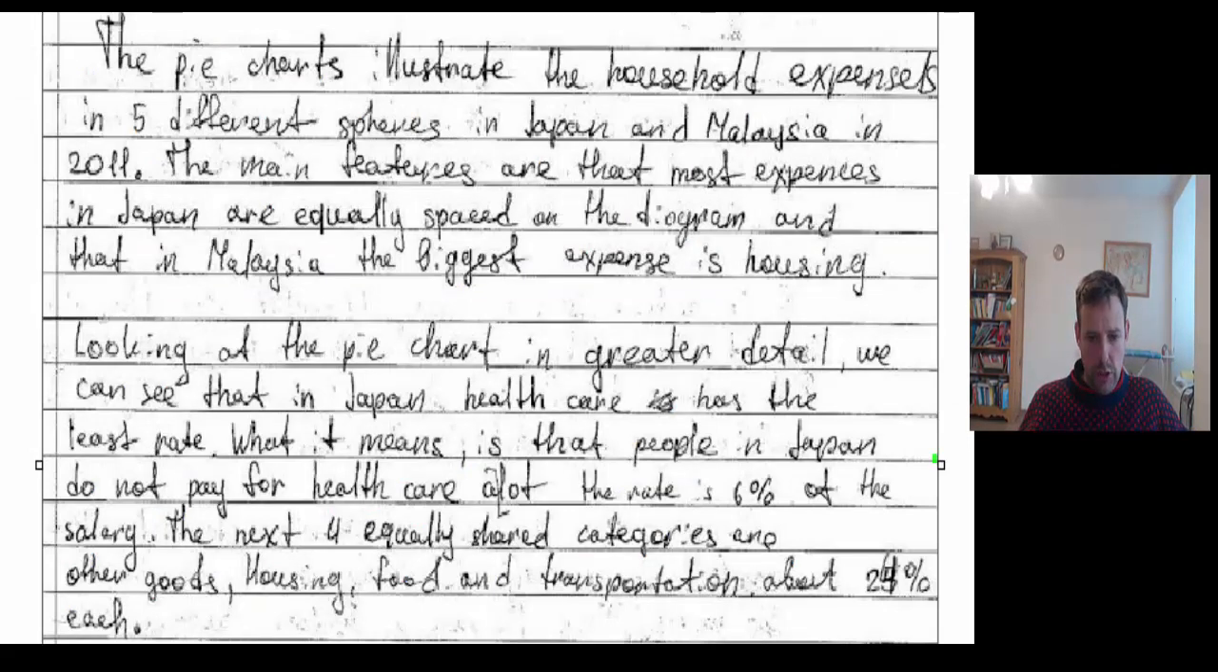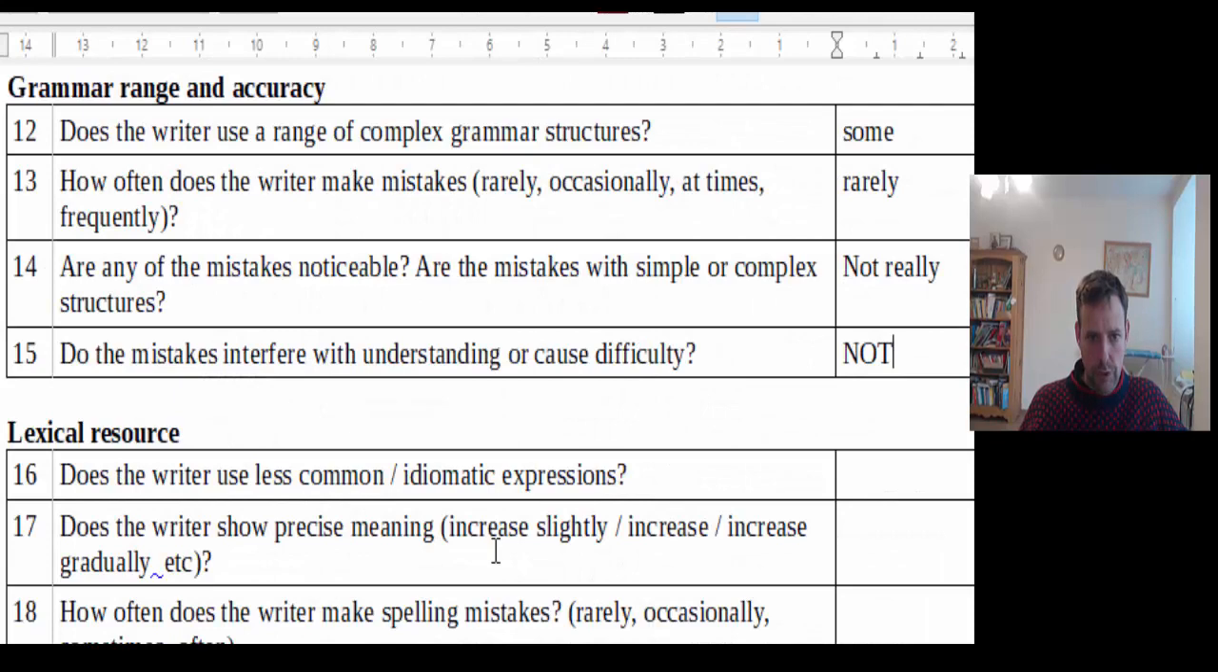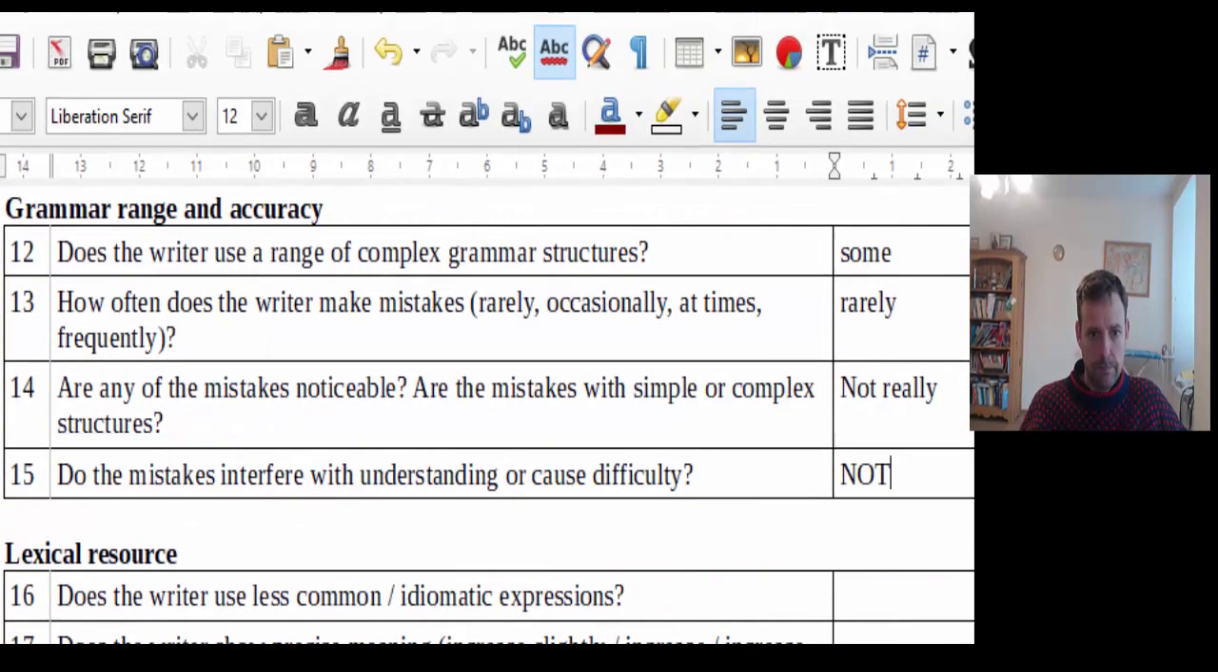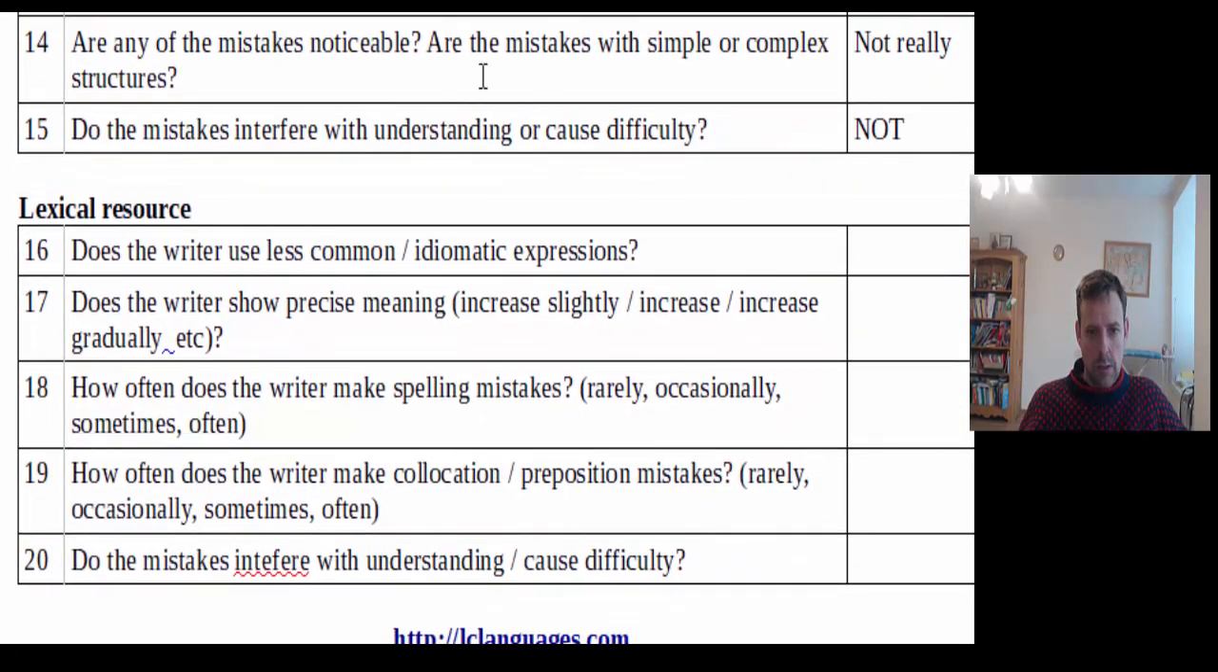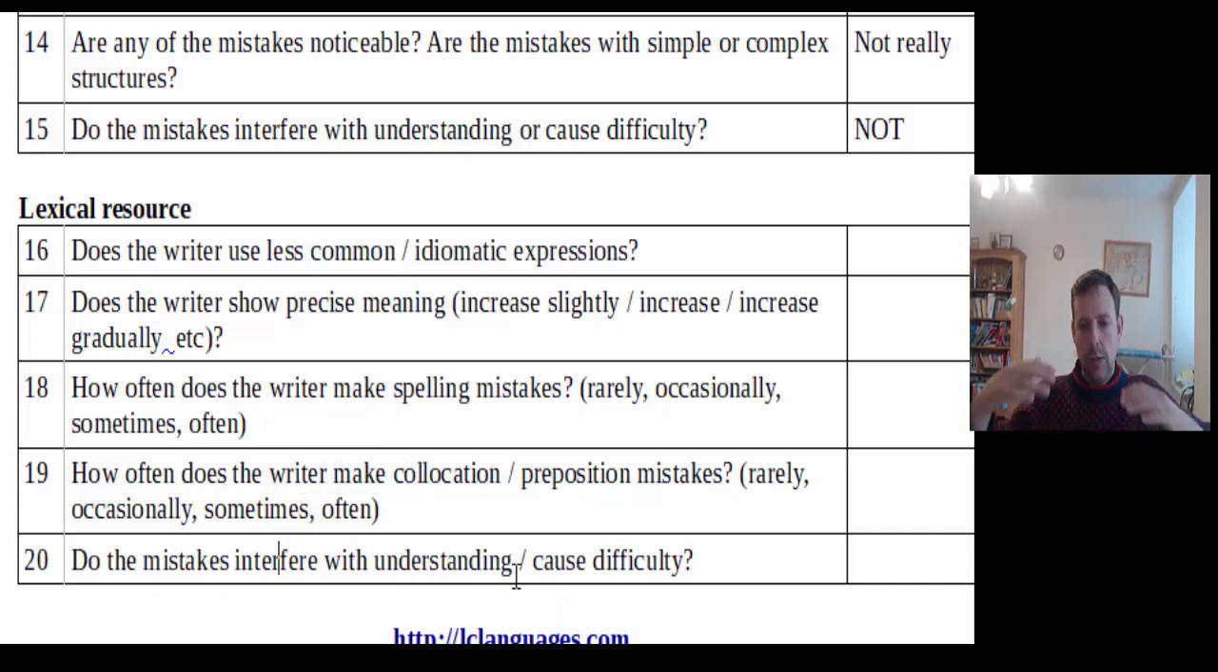Okay, coming into the last section, which is lexical resource. Okay, so we've got to look for idiomatic expressions, precise meaning, spelling mistakes, mistakes with collocation, and how the mistakes interfere. So we're going to look for idiomatic expressions and precise meaning for range on one hand, on the other hand we're going to look for mistakes.